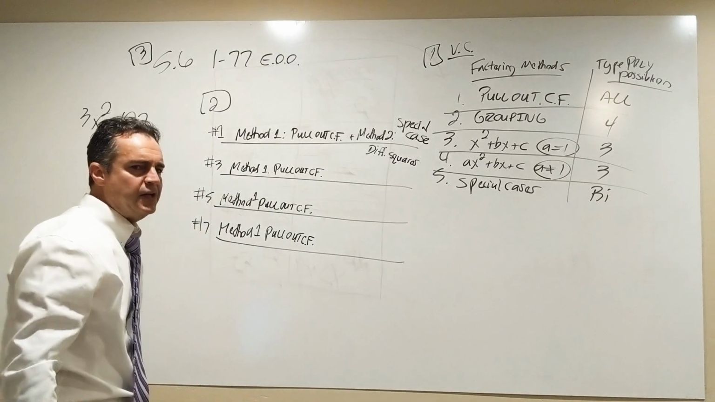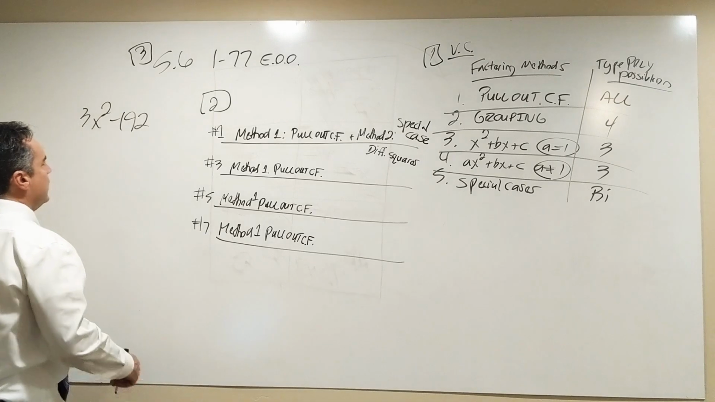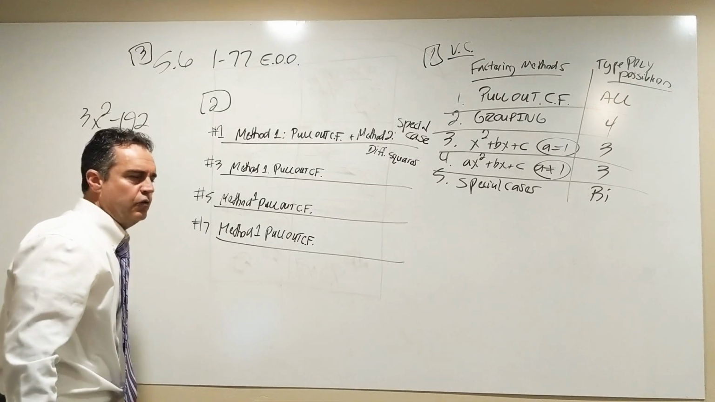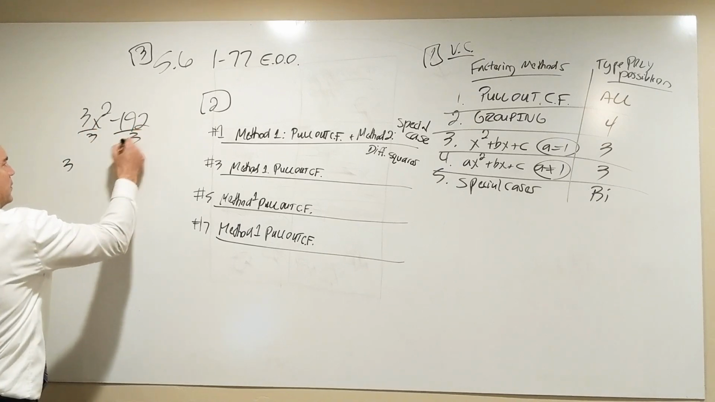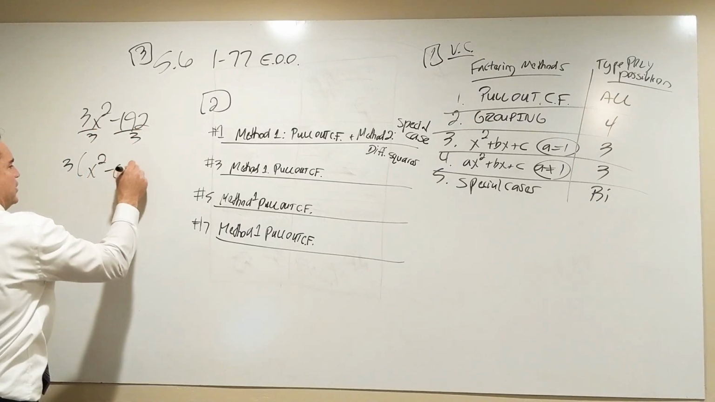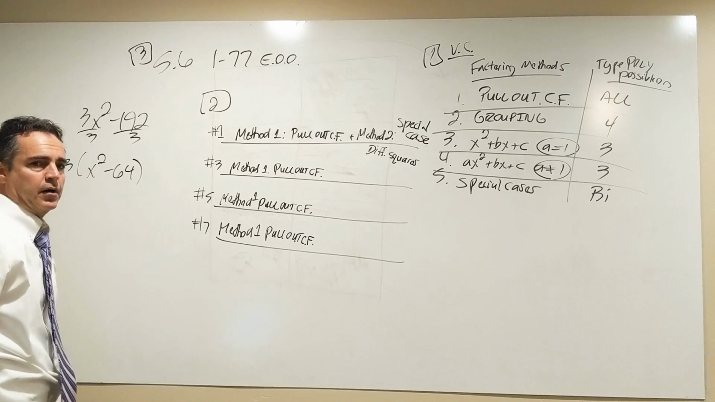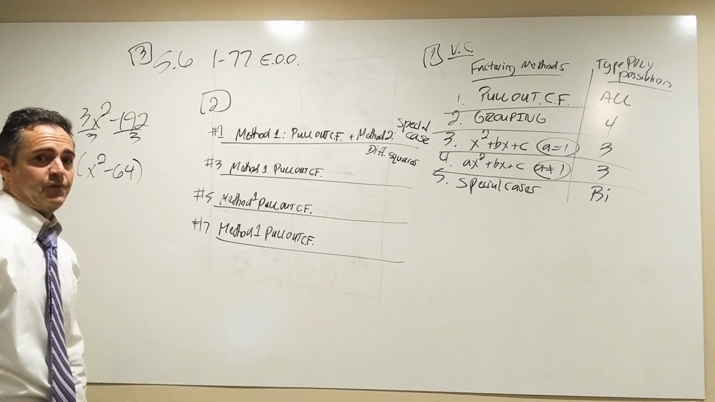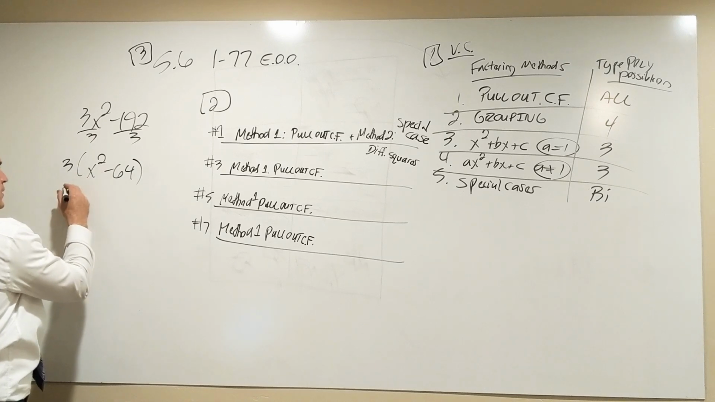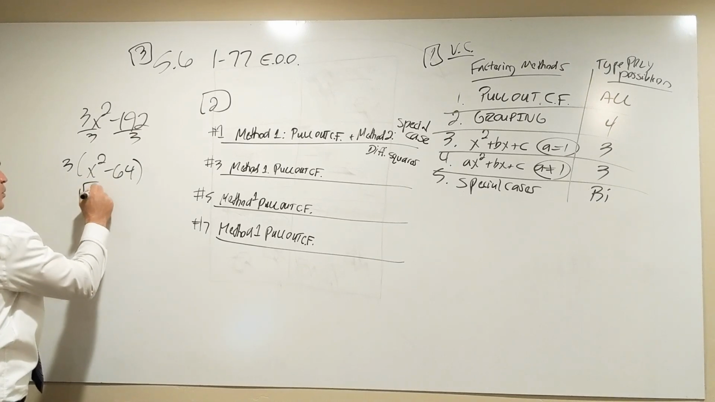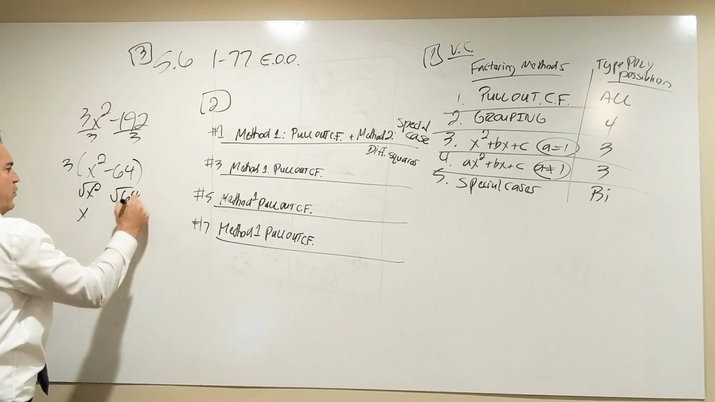Nicole, do 192 divided by 3 on a calculator. 192 divided by 3 is 64. X squared minus 64. Is that a perfect square? 64, absolutely. 8 times 8 is 64. So when you factor this, you're going to say, square root of x squared is x, square root of 64 is 8.